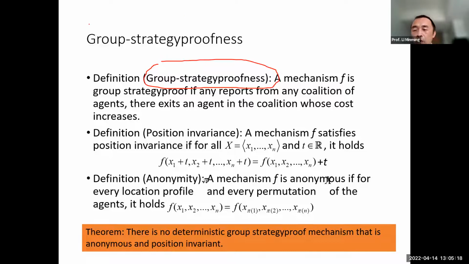All right. Now, in our paper, we show that there's no deterministic group strategy proof mechanism that is anonymous and position invariant at the same time. So basically, these three properties cannot be achieved at the same time for a deterministic mechanism. We have to sacrifice one. But you see the second one and the last one are very natural. So the first one has to be sacrificed.